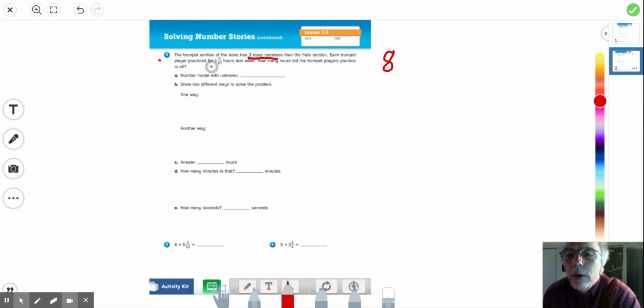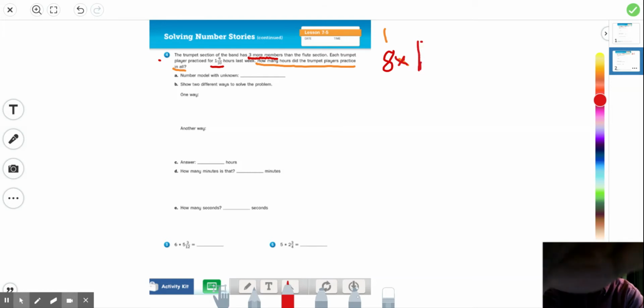Each trumpet player practiced for 1 9/10 hours. And then the question is, circle the question or maybe highlight it. I don't know, circle, underline. How many hours did the trumpet players practice in all? Well, okay, how many of them are there? Well, there's 8. How many hours did they practice, each of them? Well, they each practiced 1 and 9/10 hours.